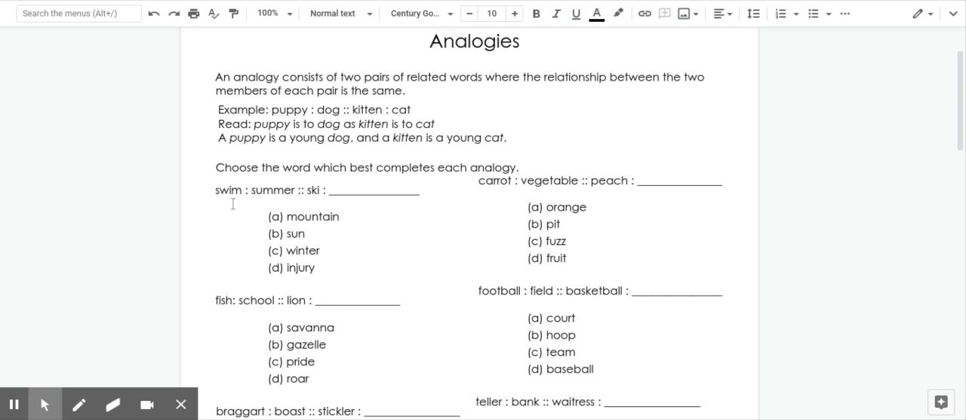The first one here says swim is to summer as ski is to, and you have to fill in the blank. A sentence that could relate swim to summer is, swim is an activity a person does in the summer. And then you would have to use the same sentence on the other side. Ski is an activity that a person does in the, then look at the examples there, and you see one of the choices is winter. So that would be the correct choice.